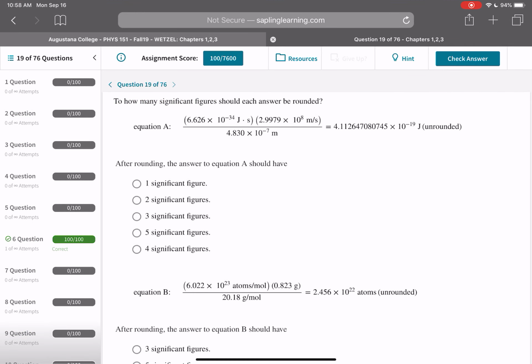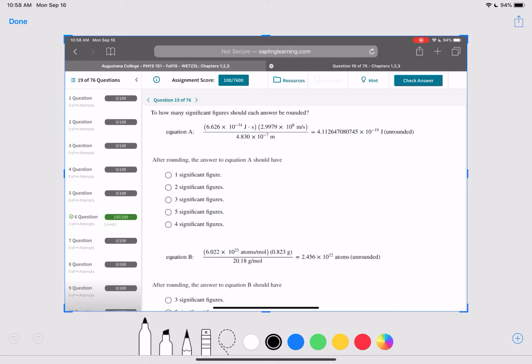Okay, how many significant figures should each answer be rounded to? So there's your equation, and the way this works is that if that's your unrounded answer, you keep the precision of the least precise value you have. In that case, both of these have 3 digits after the decimal, so we'll keep this to 4.113. Okay, so we'll round it to those 3 significant digits.